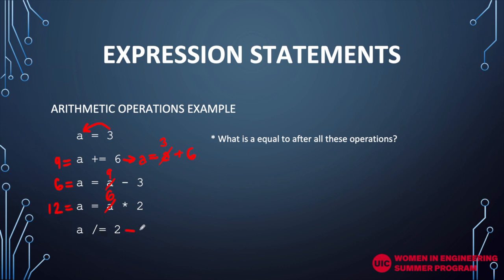And this is also shorthand for A equals A divided by 2. And so 12 gets stored into A, right? And 12 divided by 2, that's 6. And since we are dividing, we need to convert that to a double. So it's 6.0, and that will get stored into A. So the answer will be 6.0.